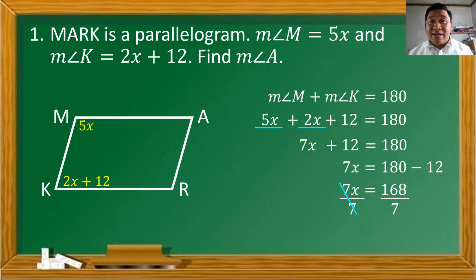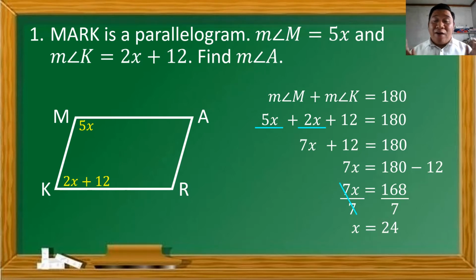Now, doon naman tayo sa right side. 168 divided by 7, the answer is, very good, 24. Therefore, the value of x is equal to 24. Alright, now, meron na tayong value ng x. At dahil meron na tayong value ng x, pwede na nating masolve ang measure ni angle A.